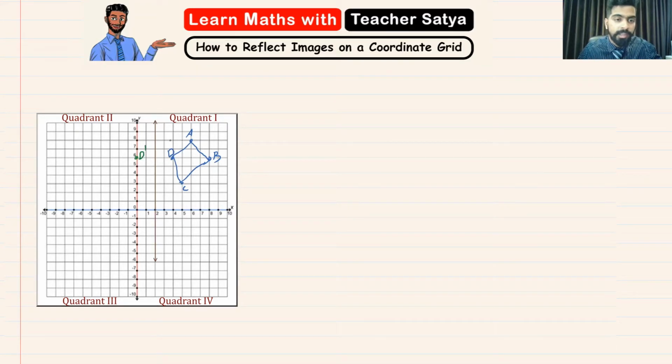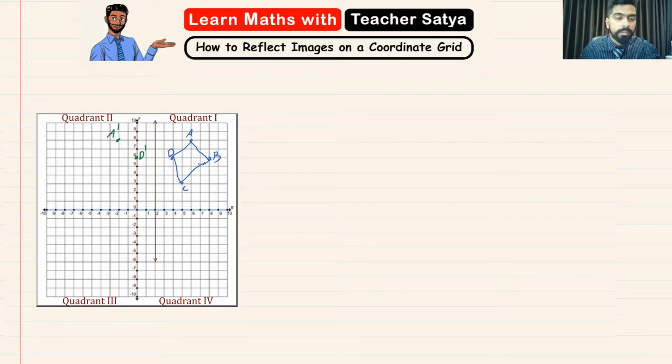Alright guys, now let's go to point A. So point A is 4 spaces to the right of the reflection line on the x-axis. In order for us to reflect it, it'll go 4 spaces to the left. So 1, 2, 3, 4. So our A prime would be right here.